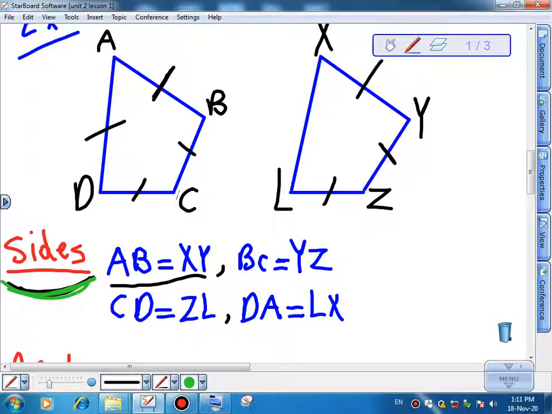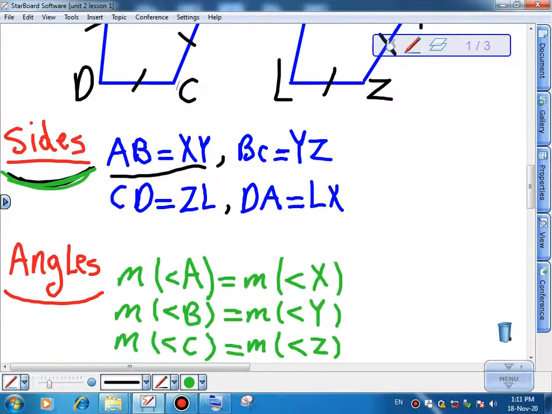But I can't yet say that these polygons are congruent. I need both the first and the second case, sides and angles. If only the corresponding sides are equal but the angles are different, I can't say that these polygons are congruent. I need both of them, angles and sides.